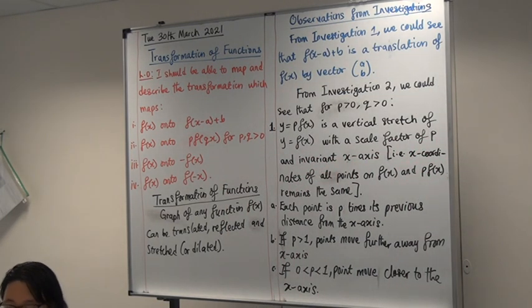I didn't consider when p is equal to 1. Can somebody tell me why? It's going to be the same function, right? So that's why in that interval, p is equal to 1 was never, is not an option.